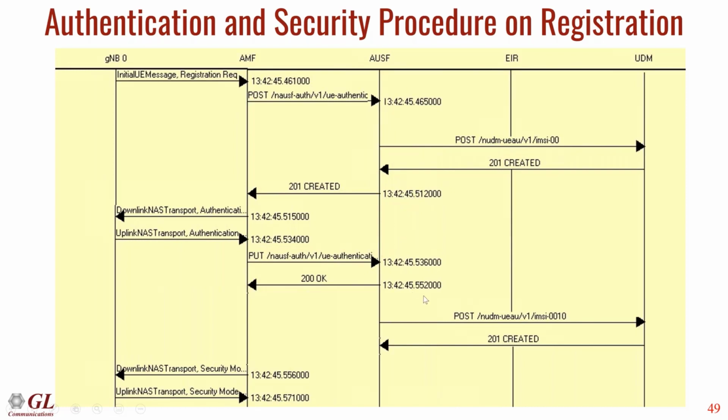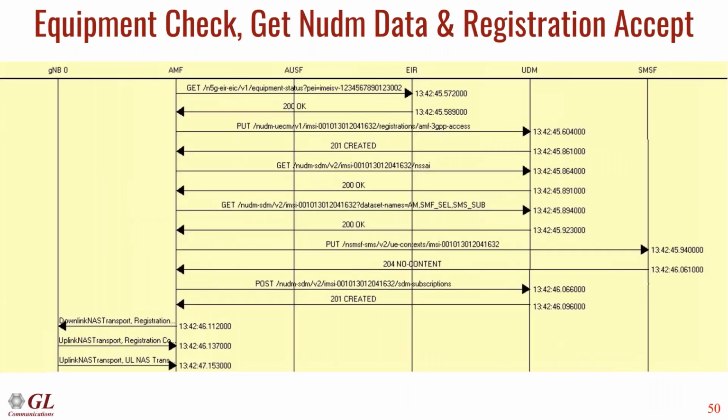Once authentication is completed, security mode messages will be sent in order to encrypt the messages. AMF can then contact EIR for the equipment check and UDM for registering the UE context management, and it can download the NSSAI information as well as different subscription information like access and mobility, SMF selection, SMS subscription, etc. Once it downloads everything, it discovers the SMSF to be contacted and instructs the SMSF to create the context, and then the registration will be successful.